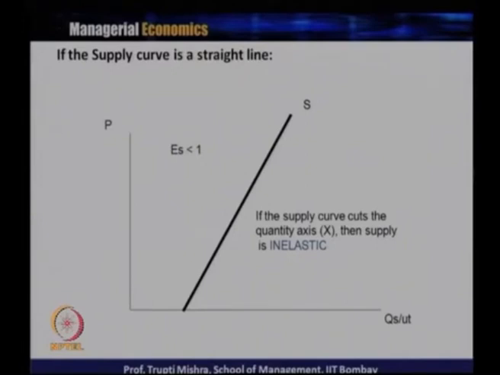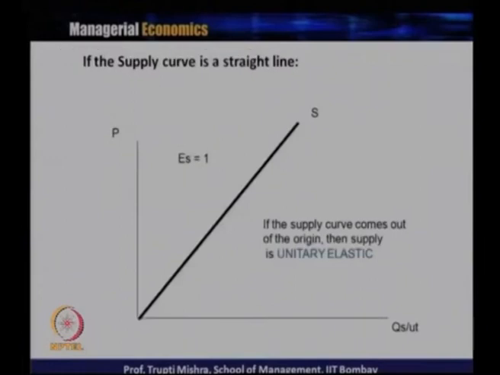It means if the supply curve cuts the quantity axis, this is the inelastic supply curve, and if the supply curve cuts the price axis, then it is the case of the elastic supply curve. If the supply curve comes out of the origin, then the supply is unitary elastic. So, if it cuts the price axis, it is elastic. If it cuts the quantity axis, it is inelastic. If it comes out of the origin, then the supply curve is unitary elastic.